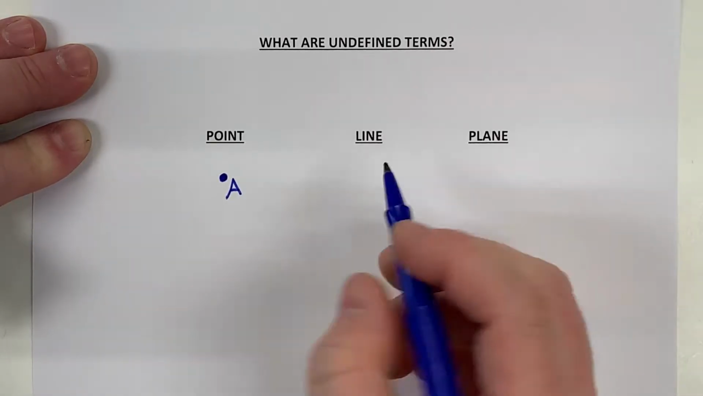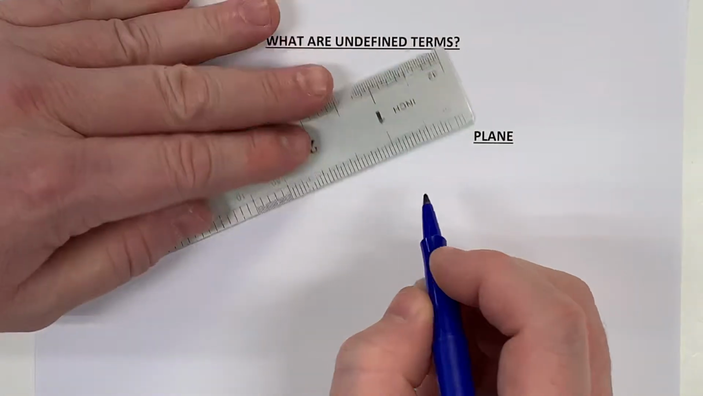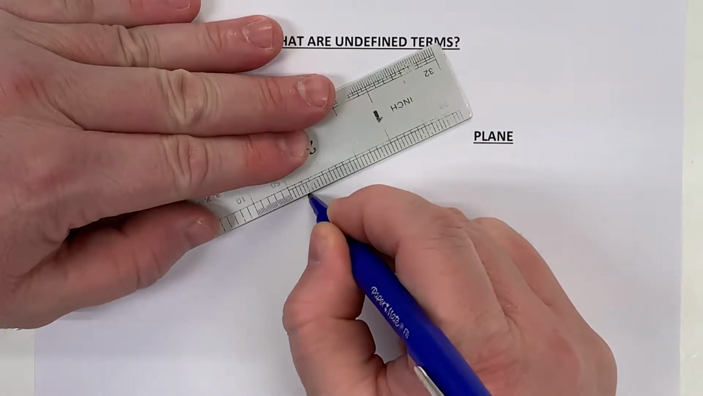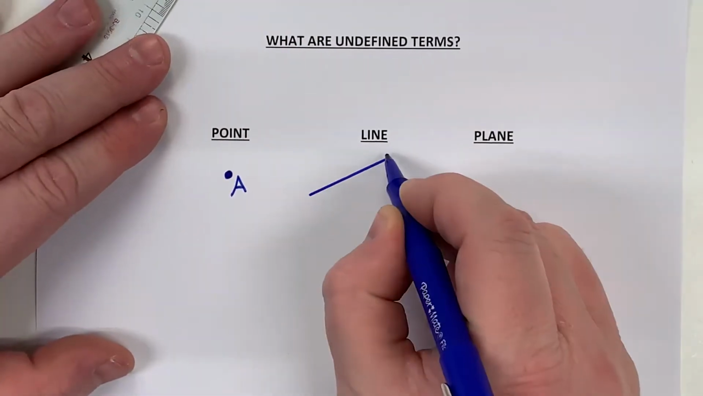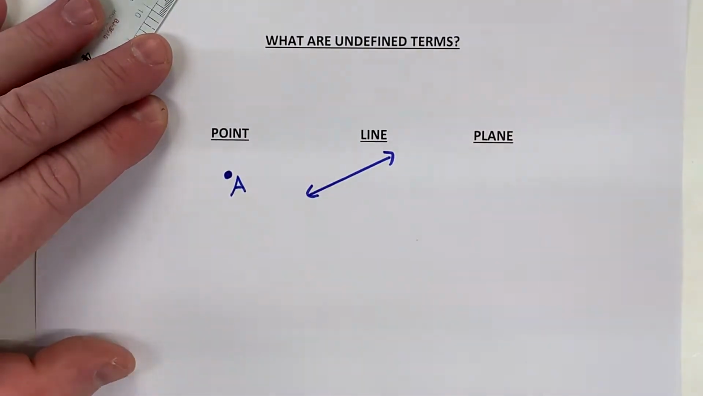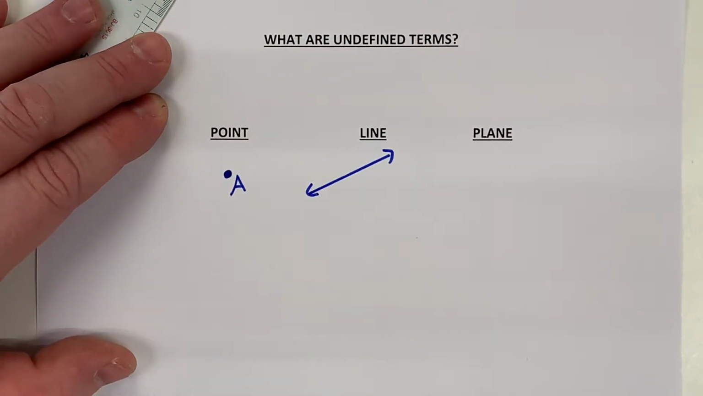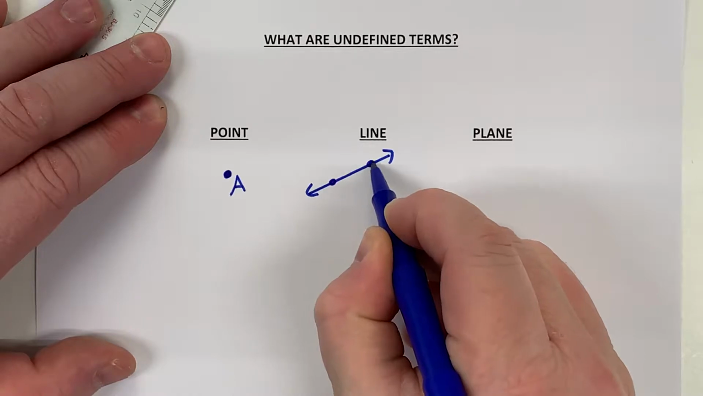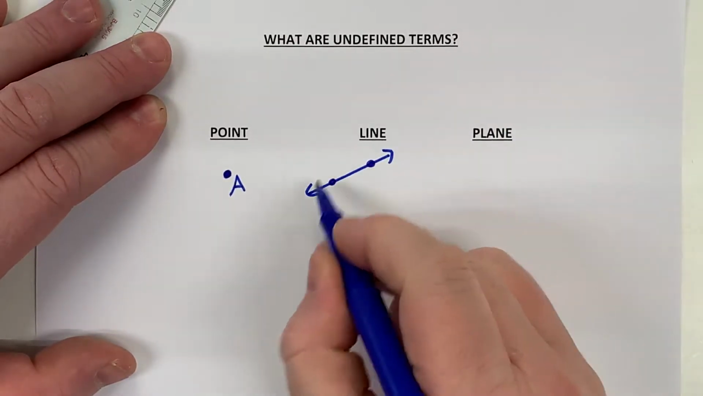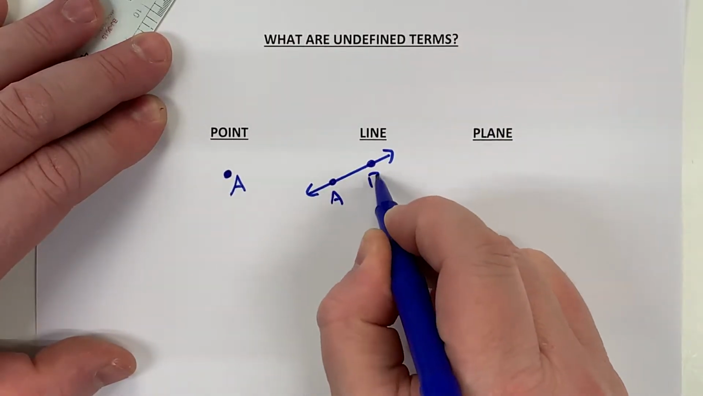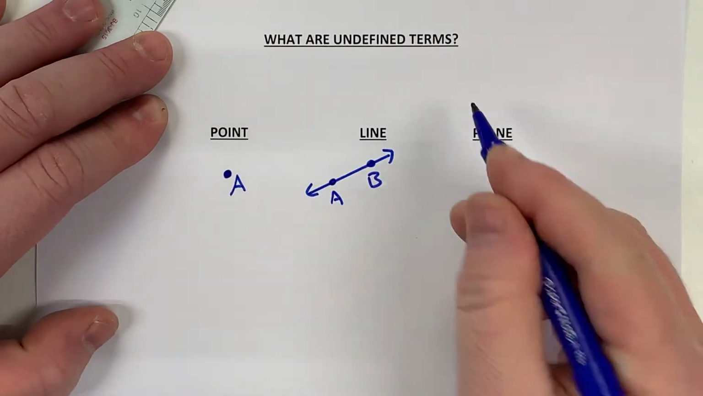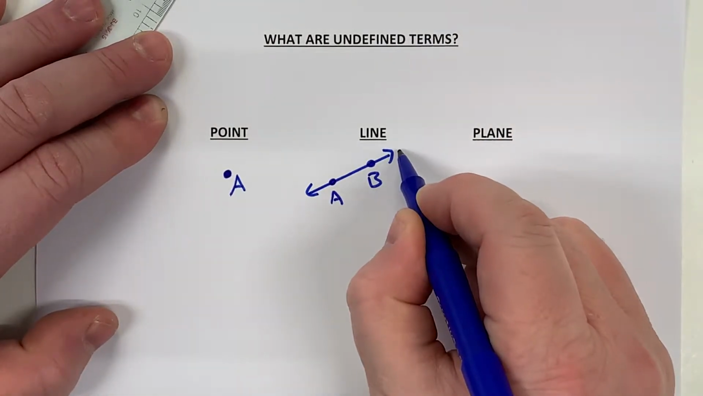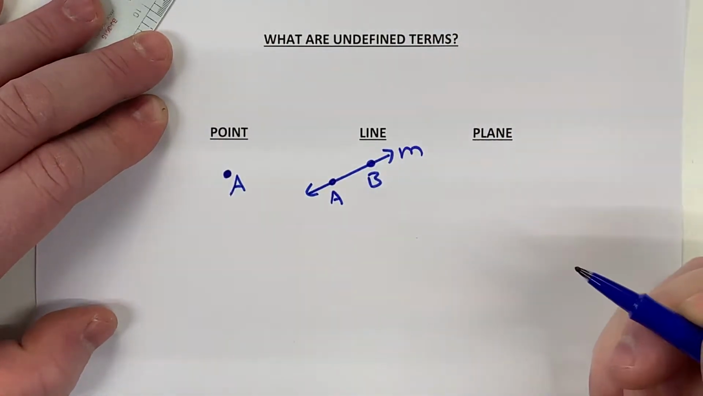Now a line has a dimension. The dimension would be length. A line, one dimension, goes on forever. Looks like that. But if we wanted to define the line, we define it by finding 2 points that make up that line, 2 points on that line, A and B. And then we could also name the line. I'll call this one line M.